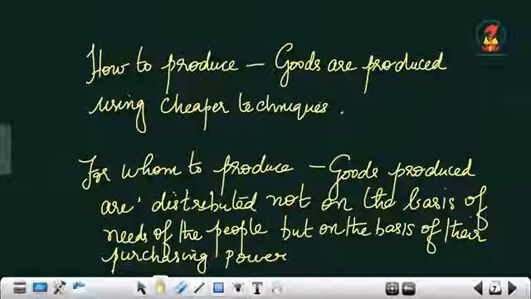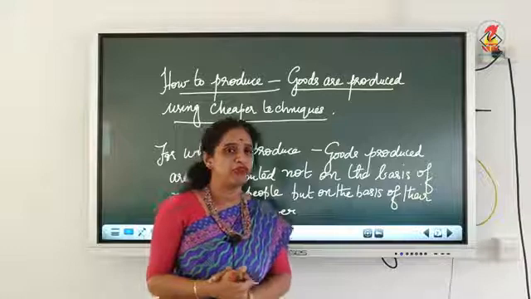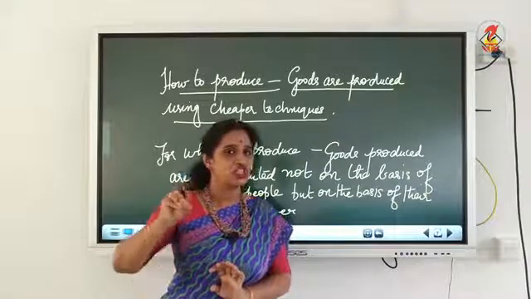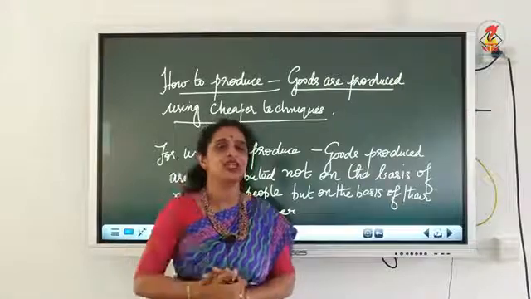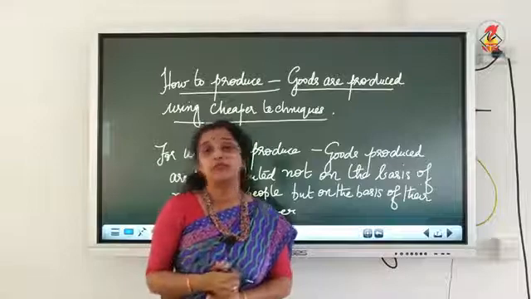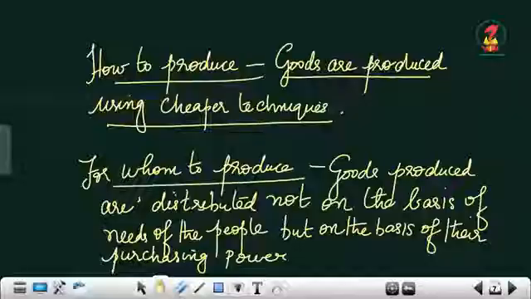Now, the second problem, how to produce. The goods are produced using cheaper technique. The main aim of the capitalist is to make profit. So, whichever technique can make the produce at a cheaper rate, only that technique they will adopt. It can be either labor intensive or capital intensive depending on the situation. Now, the next one, for whom to produce? That is mainly associated with the distribution of produced goods, as I told you.